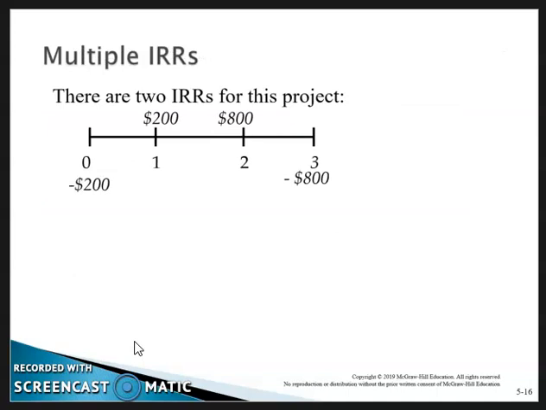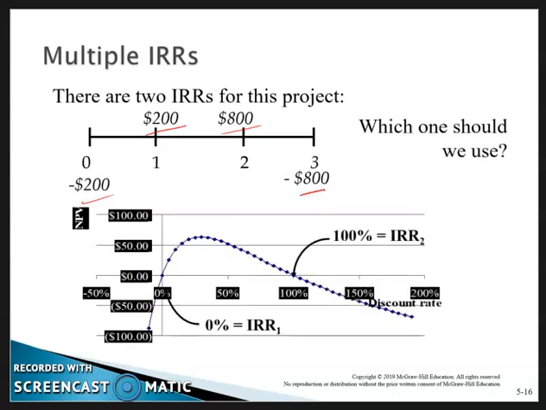So, multiple internal rates of return. I mentioned this previously. In this case we have an initial cash flow cost of $200, then inflows of $200 in the first year and $800 in the second year, and then a disposal cost of $800 in the last year. Kind of an unusual cash flow, but it works for the example.